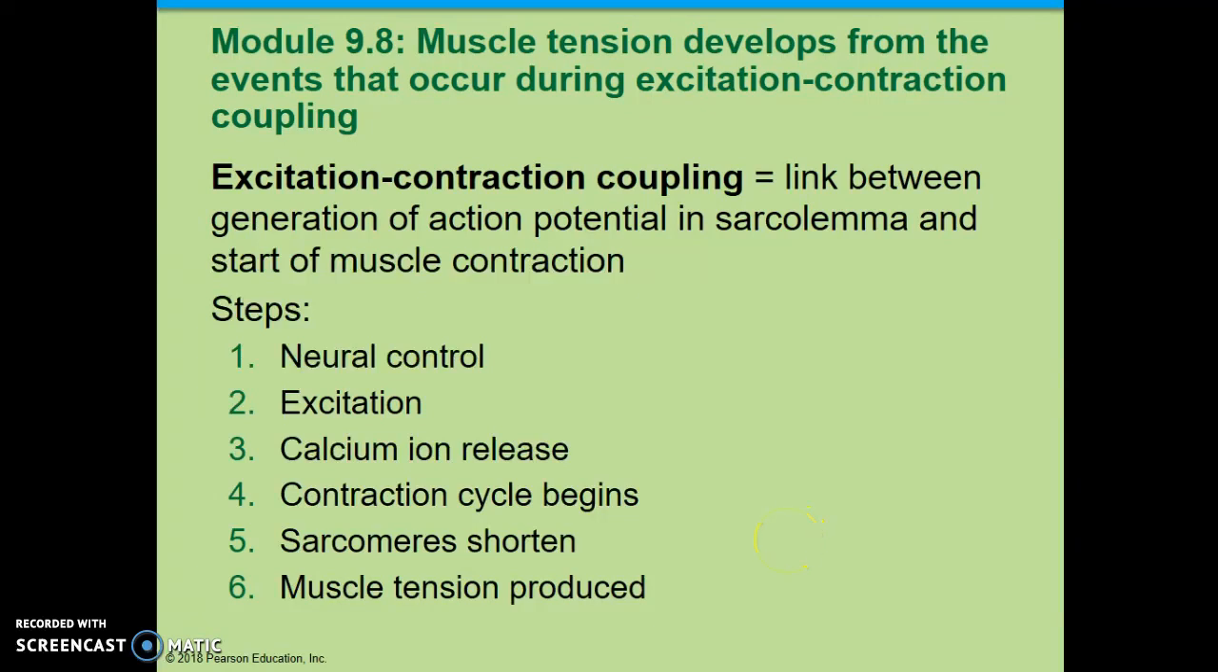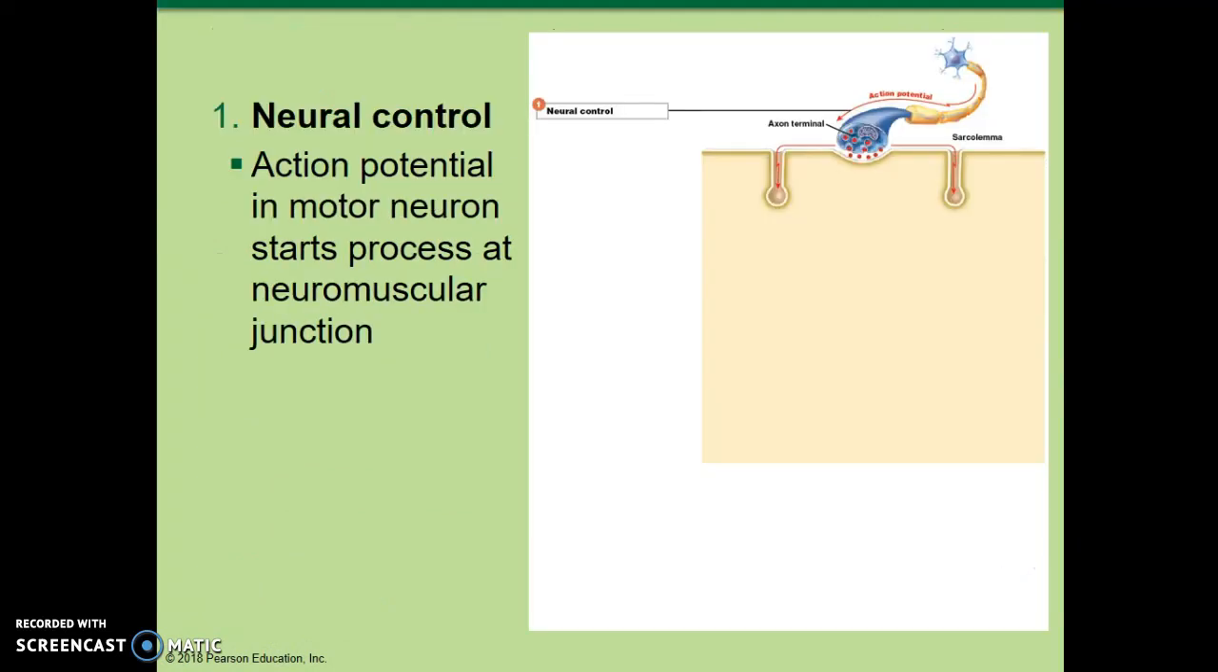The steps in order are: 1. Neural control, 2. Excitation, 3. Calcium ion release, 4. Contraction cycle begins, 5. Sarcomeres shorten, 6. Muscle tension is produced. The neural control, the action potential in the motor neuron, starts the process at the neuromuscular junction.